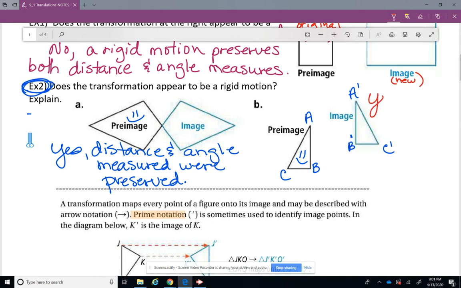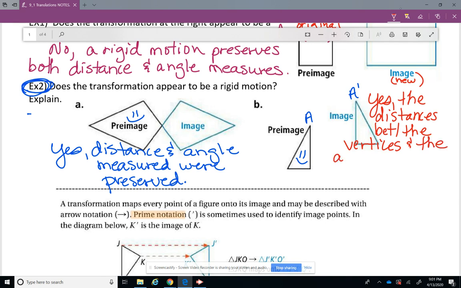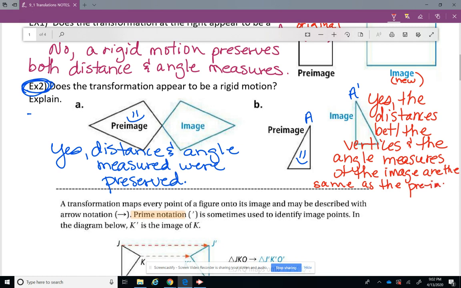Yes. I'm going to state it a little bit different this time. I'm going to erase some stuff so I can write. The distances between the vertices and the angle measures of the image are the same as the pre-image, which remember, that's the original one.